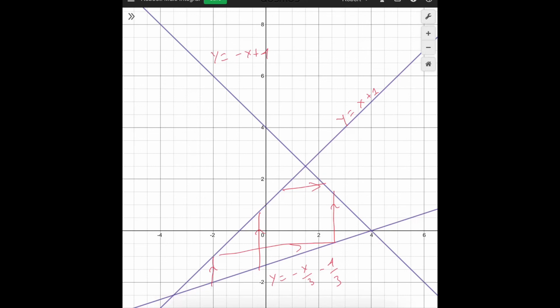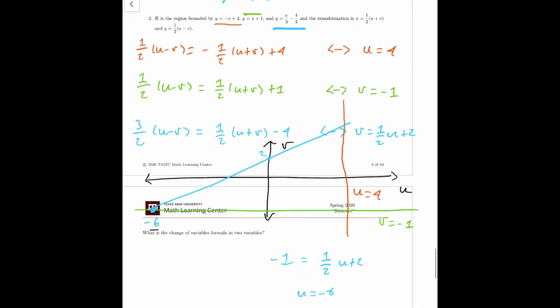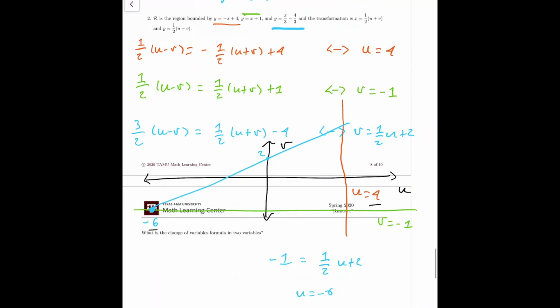Now let's go back to the UV plane and see how the region in the UV plane is simpler to integrate over than this region. First, we see that the u values go from minus 6 to 4, and then if we integrate with the v integral on the inside, we're always going to go from the green line up to the blue line, so we can do everything in one integral.